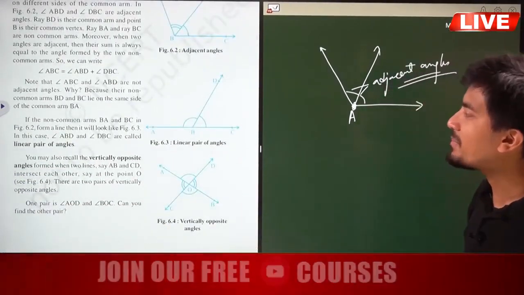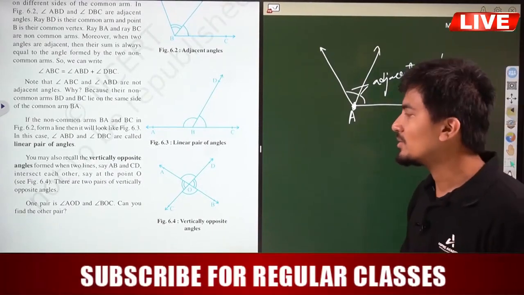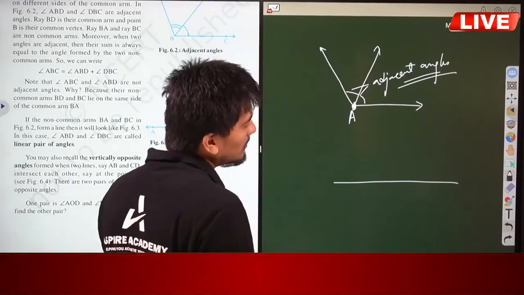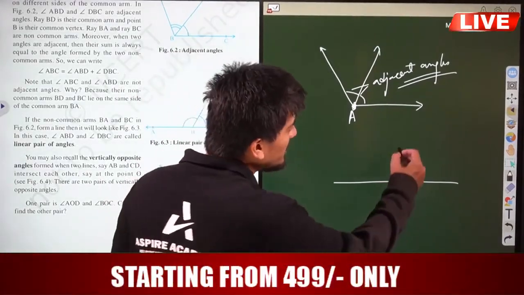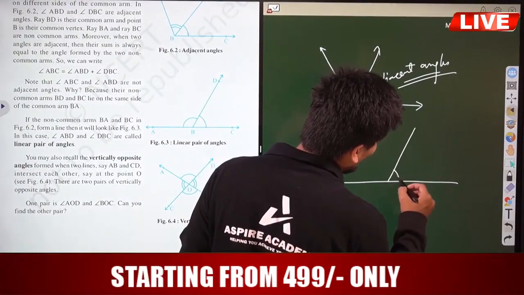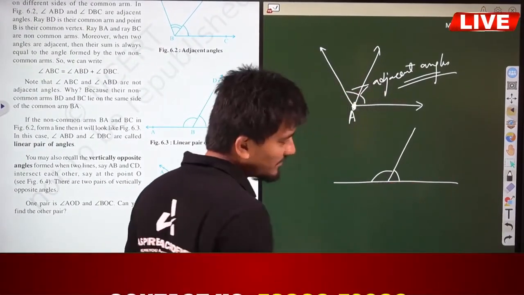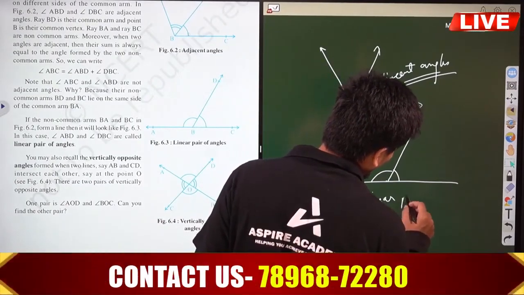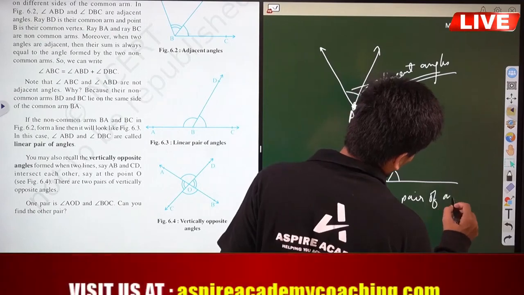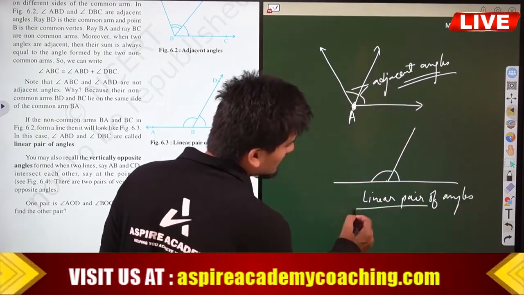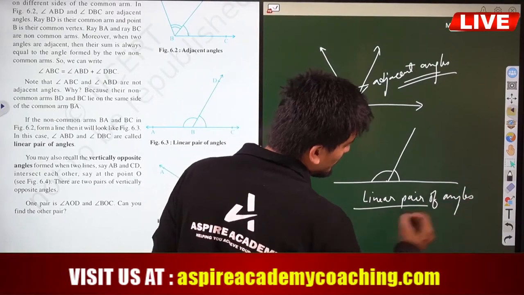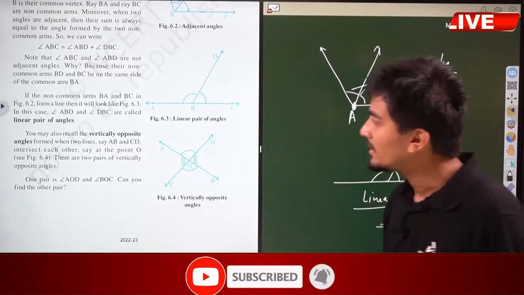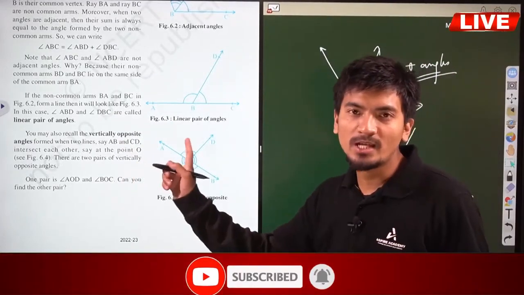So next, linear pair of angles. So linear means what? Linear means a straight line. So if I call it a linear pair of angles, then definitely there must be some angle. Say this is an angle, this is another angle, right? So this is known as a linear pair of angles. Linear pair means what? It is a straight line, that means 180 degrees. Okay. Next, vertically opposite angles.